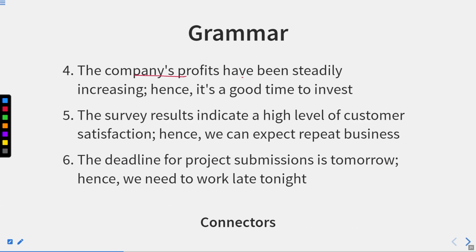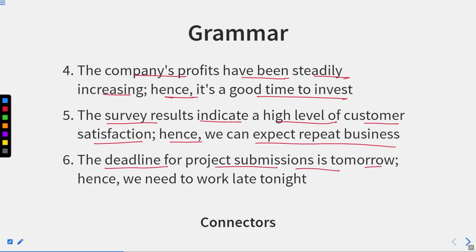The company's profits have been steadily increasing, hence it is good time to invest. The survey results indicate a high level of customer satisfaction, hence we can expect repeat business. The deadline of the project submissions is tomorrow, hence we need to work late tonight.